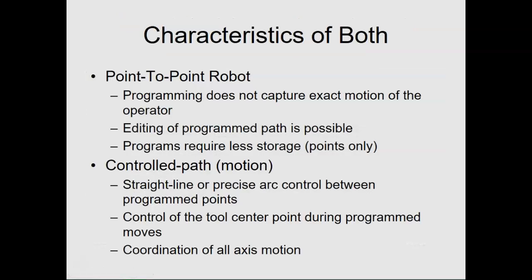So characteristics of both point-to-point robots. The programming does not capture exact motion of the operator, but you can edit the program as many times as you want, however you want. You can go in, touch up points, move points, and everything like that. And the programs require less storage. You can get precise arcs and straight lines between program points, and you have control of the tool center point during programmed moves, as well as the coordination of all axis motions.